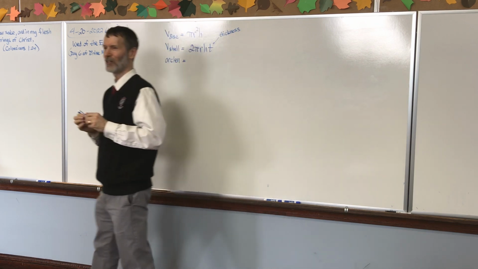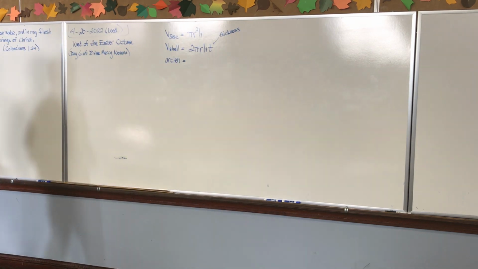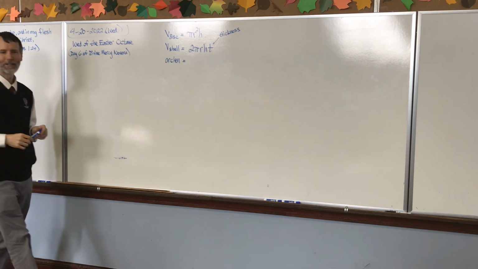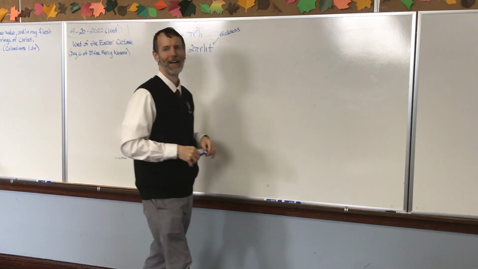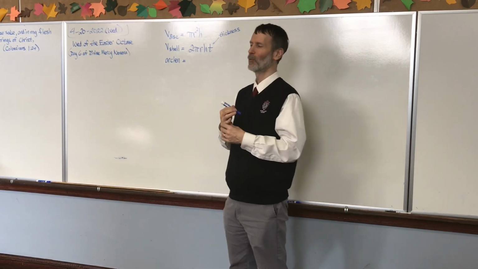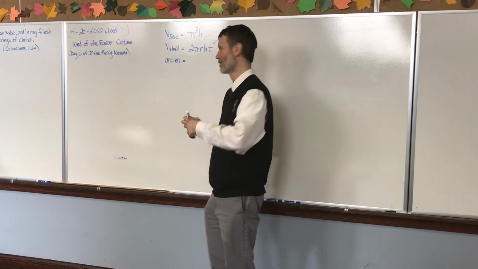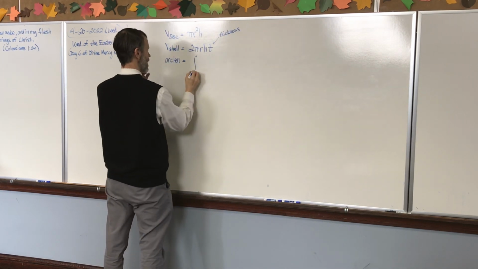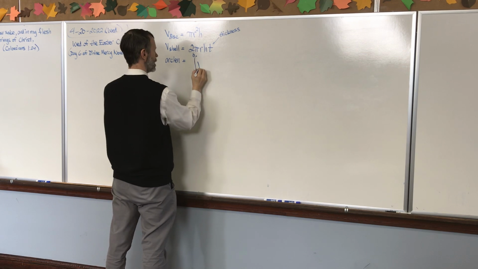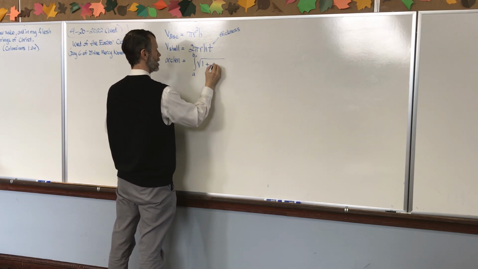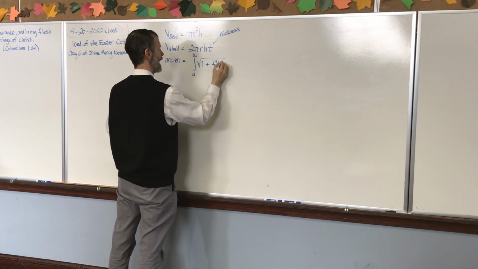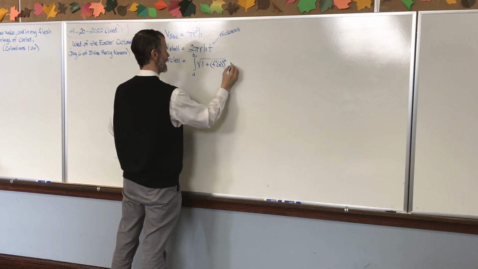From yesterday, look in your notes if you must. Can someone please tell me the formula for arc length? It's an integral. It's an integral of what? The integral from a to b of the square root of 1 plus f prime of x squared, with the dx. The derivative squared with the dx at the end.